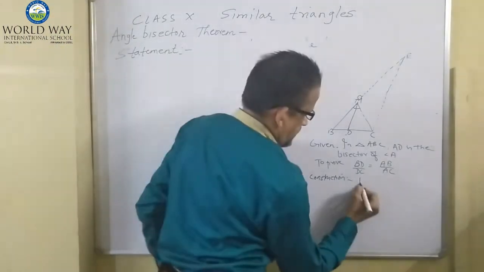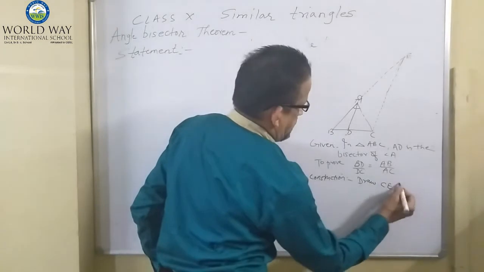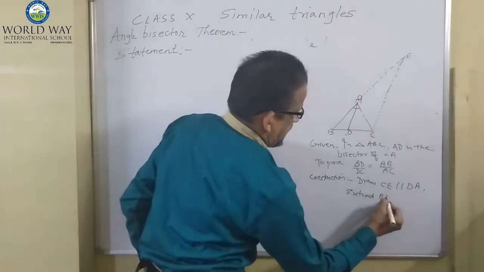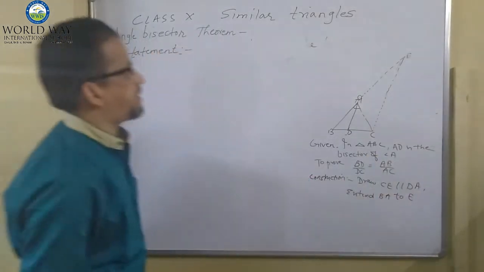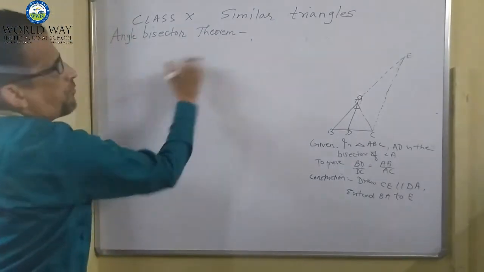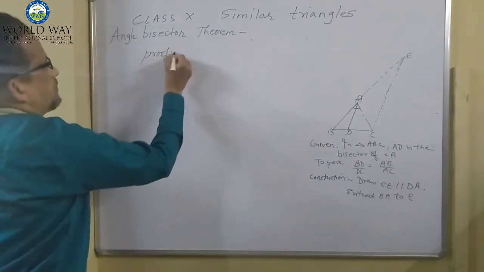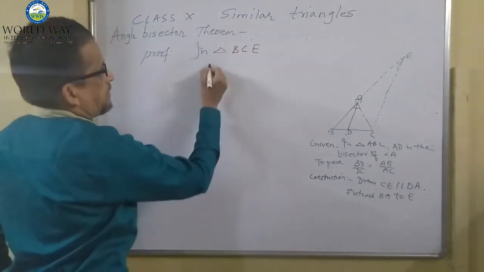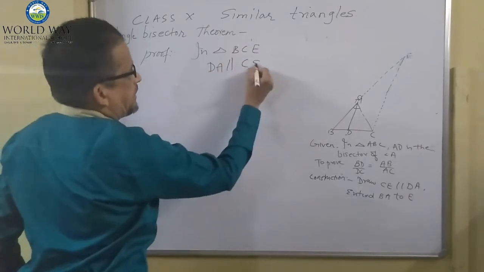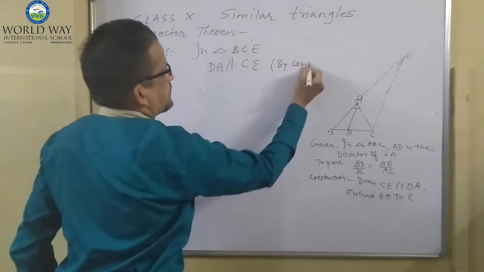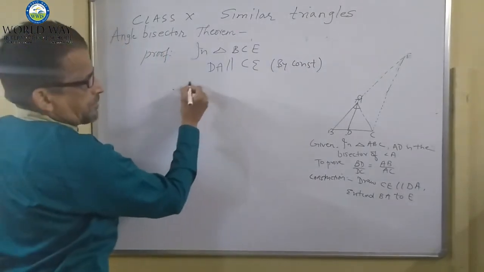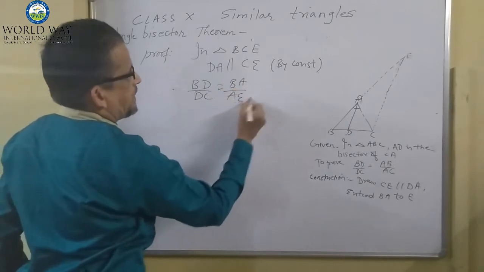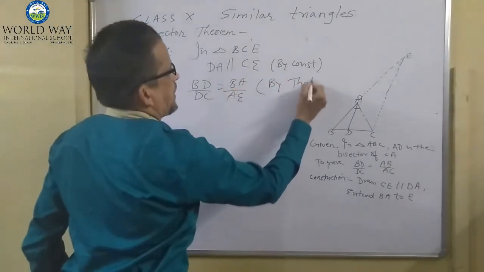So construction: draw CE parallel to DA, extend BA to E. This is the construction part. Now proof. In triangle BCE, DA is parallel to CE by construction. So therefore, BD upon DC is equal to BA upon AE, by Thales theorem.